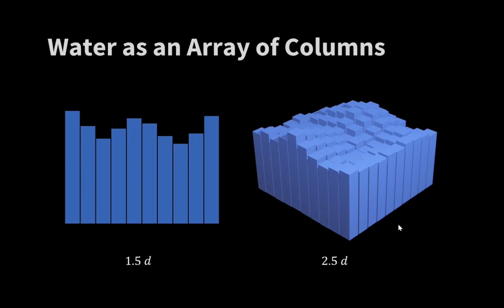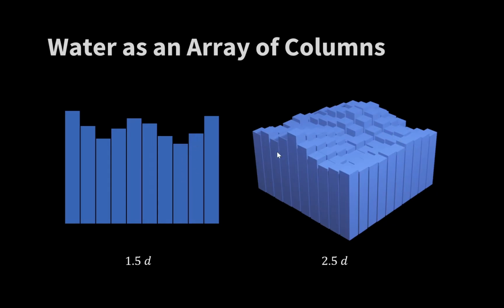Let me now explain the method that I used to implement this simulation. I represent water as an array of columns. We can do this on a line or in the plane. If we use a line, we call this a 1.5 dimensional simulation. This is because we have a 1-dimensional line, but the columns poke out of this line.